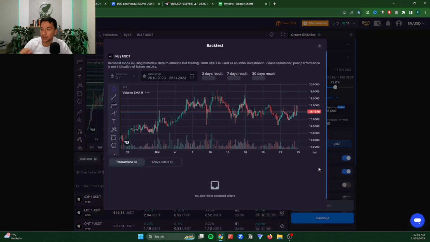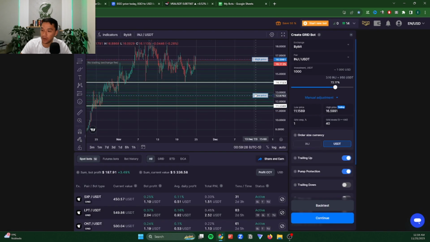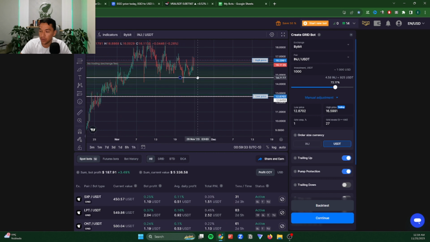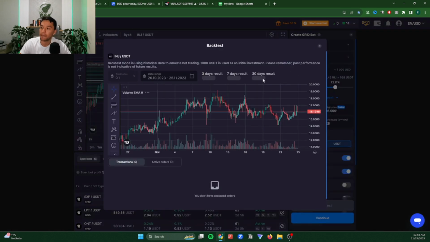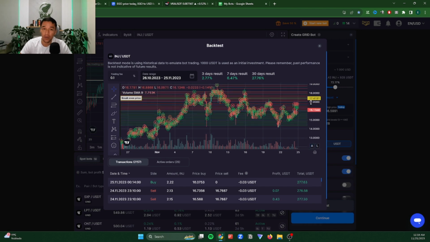I'm gonna click on backtest again. In this case, it dropped to 21%, so I'm gonna keep it about this area right here, this support. So yeah, about the second support, just like this. Gonna click on backtest again. We get about 27.76%. That's a solid backtest. That's almost 1% per day in passive income.